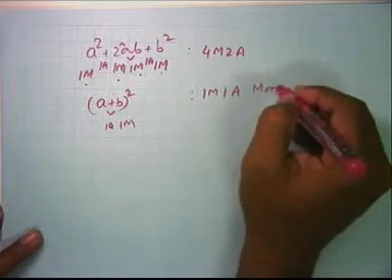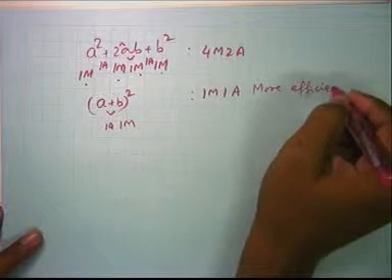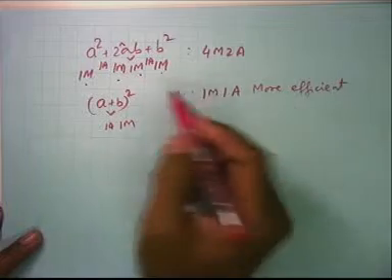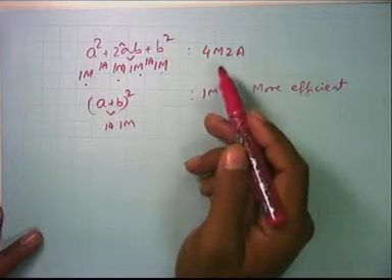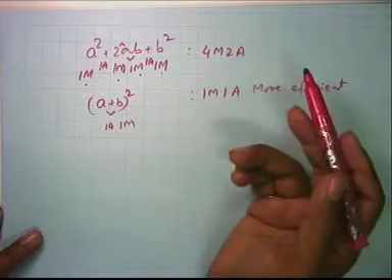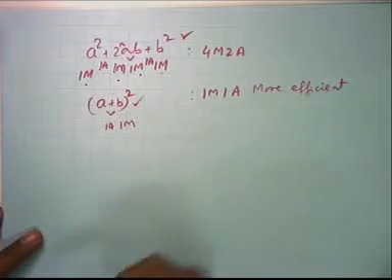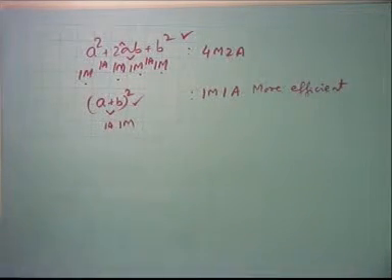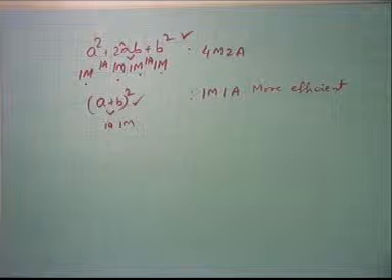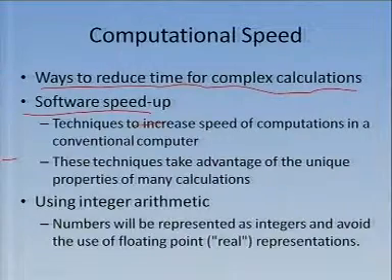So, this is more efficient. This is what I meant by taking advantage of many calculations. If I know this is the expansion of this, then I can take the advantage. These are the ways one can take advantage of different expressions and reduce the computation time. So, go back to the slide. One of them is to use integer arithmetic. Numbers will be represented as integers, avoiding the use of floating point representations.